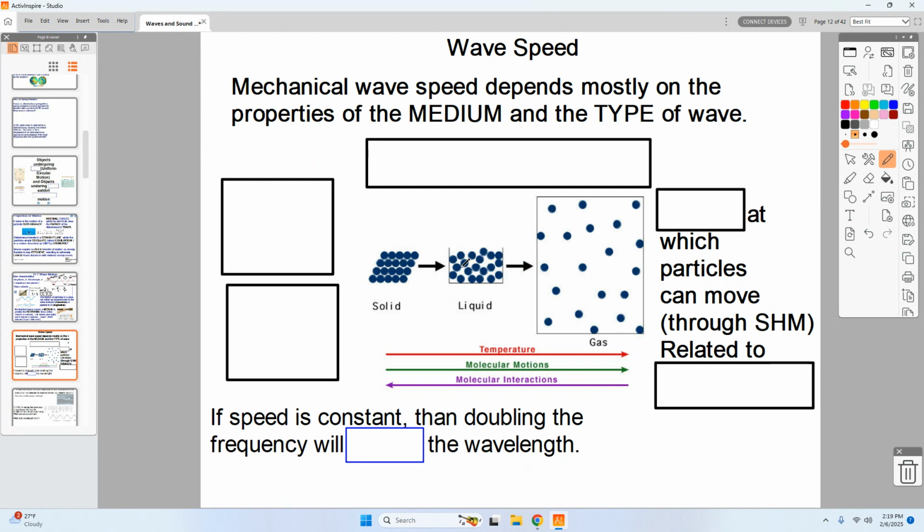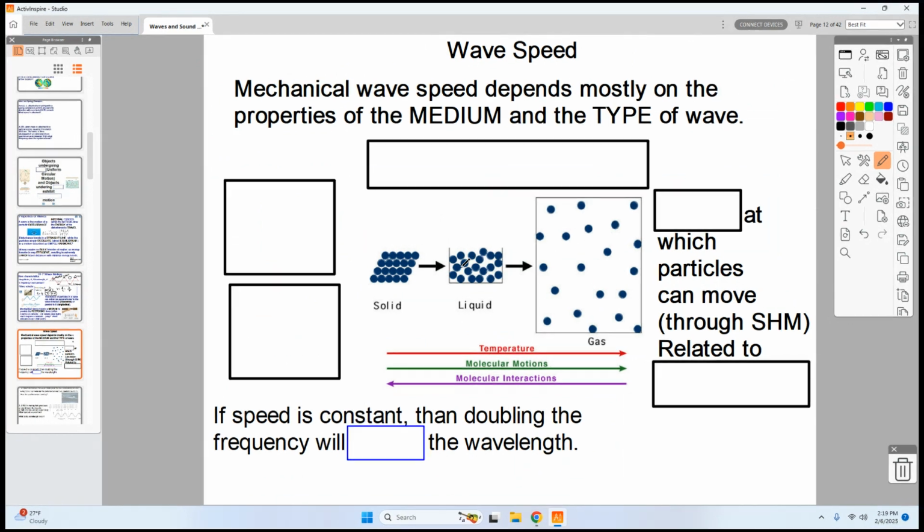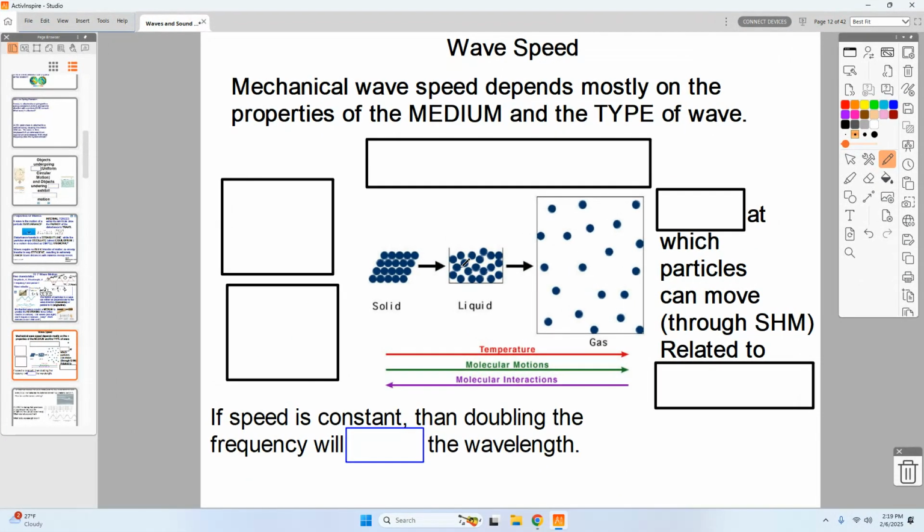Okay, so wave speed. Mechanical waves depend mostly on the medium and the type of the wave. Now, I would imagine in your chemistry class, you guys had to have talked about different states of matter, correct? Solids, liquids, and gases. Is it possible that you could tell me what makes a solid a solid? What are its features that make it a solid? Would you be willing to go on record? Tell me what it is. What makes a solid different than a liquid? Thank you. You must be taking chemistry right now.